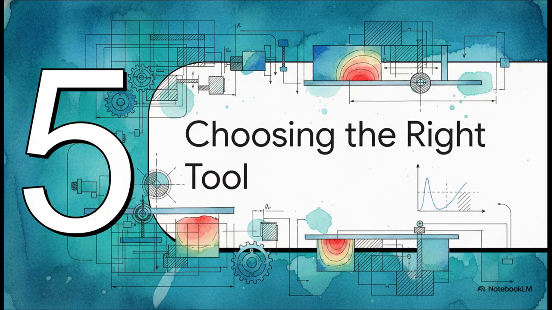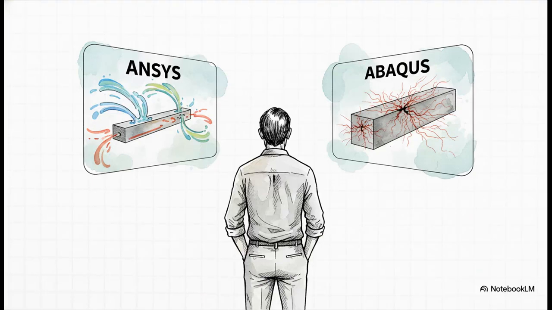Now, as you can probably guess, running these kinds of life-or-death simulations isn't just a matter of clicking a button. For the experts who do this work, a huge part of the process is choosing the exact right tool for the job. So for the pros, the question isn't, should we use FEA? It's a given. The real question is, which FEA software are we going to use? And in the world of structural simulation, two big names always come up, ANSYS and Abaqus. Picking between them is a major engineering decision.